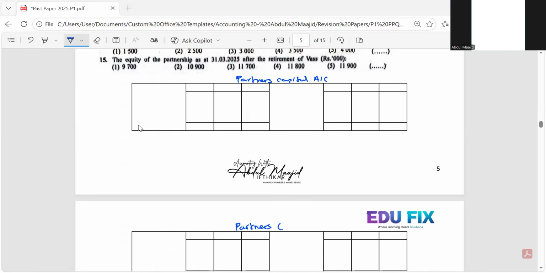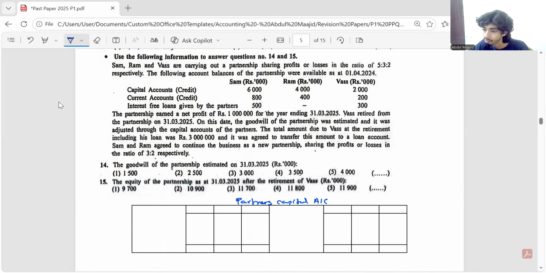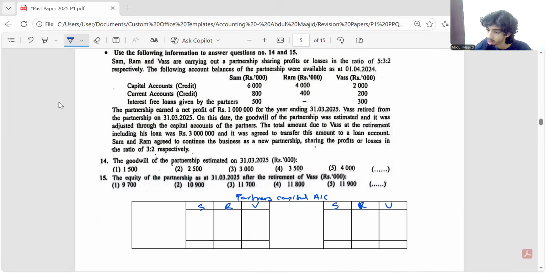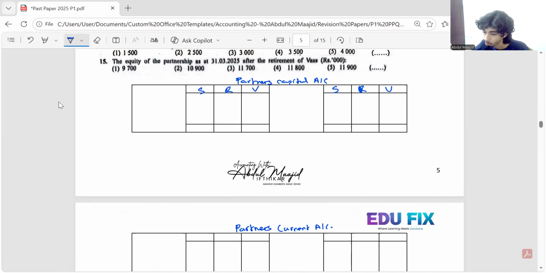Partner current account. Okay. So we have Sam, Ram and Vas.